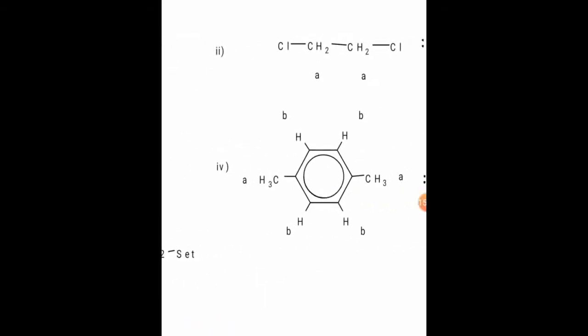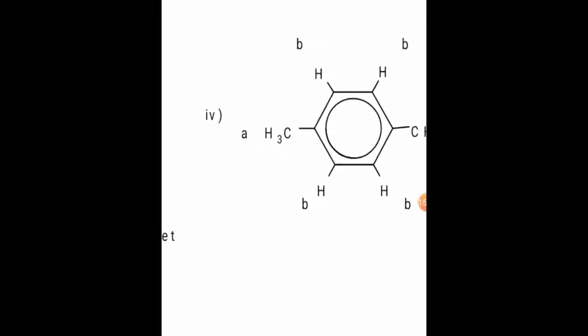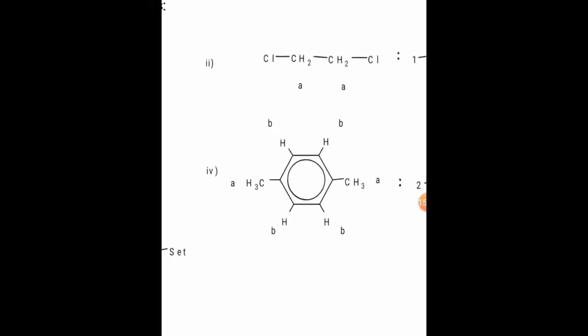The fourth example is xylene. In paraxylene, the two methyl groups are equivalent, having the same chemical environment, and the four hydrogen atoms ortho to the methyl groups have the same chemical environment. All the four hydrogen atoms of the aromatic ring are equivalent because they have the same chemical environment. These four hydrogen atoms are ortho to the methyl groups, and hence it is the second set. So this compound contains two sets of protons and gives two peaks on the NMR scale.